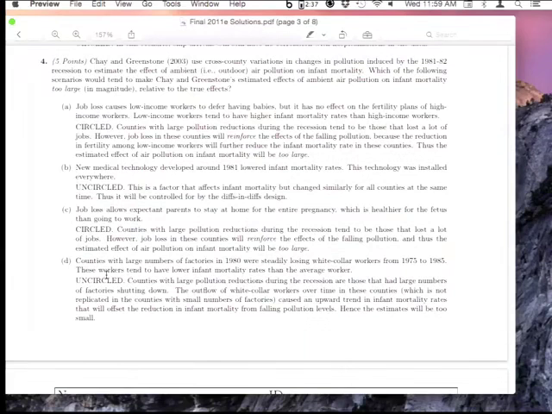The air pollution effect, the reduction in air pollution, should be driving infant mortality rates down. This scenario is going to be counteracting that in the treated counties by driving them up, and so it will cause a bias, but it's in the opposite direction of making the effect too large. In fact, it would make it too small.